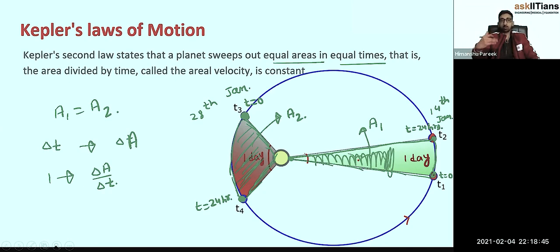Distance per unit time is called speed. In a similar way, area per unit time is called aerial velocity. I hope you got my point. Okay, so now let us look at this part again.